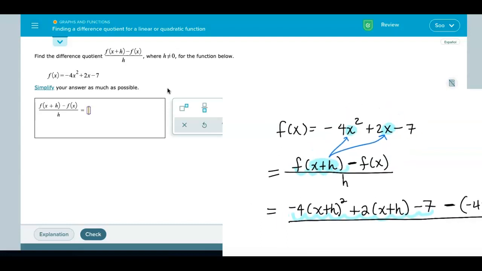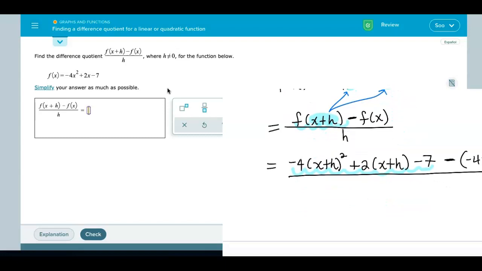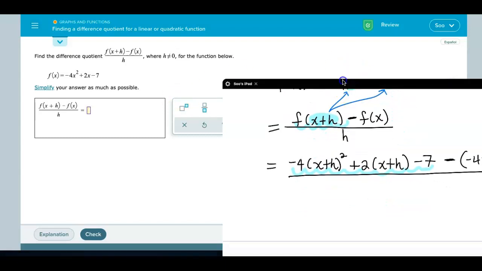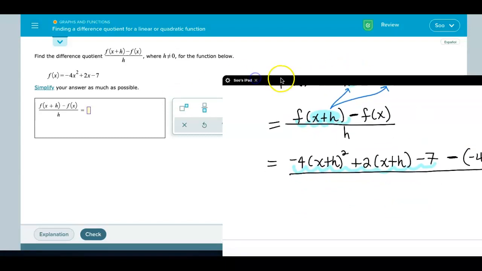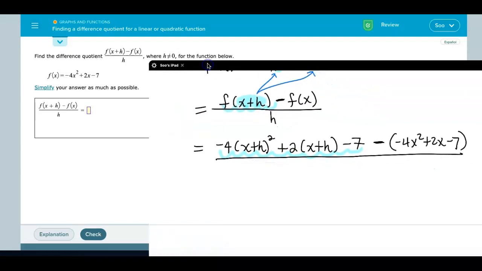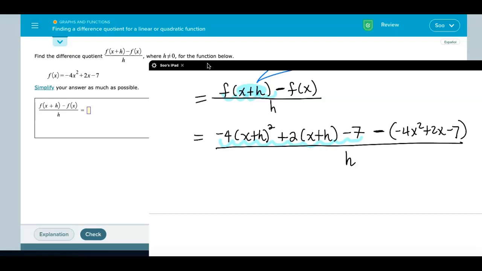Hold on a second. Let me zoom out so that you can see better. I will go ahead and bring this in a little more. Hopefully my iPad was visible the whole time. All over h. So what I have is f of x plus h minus f of x.